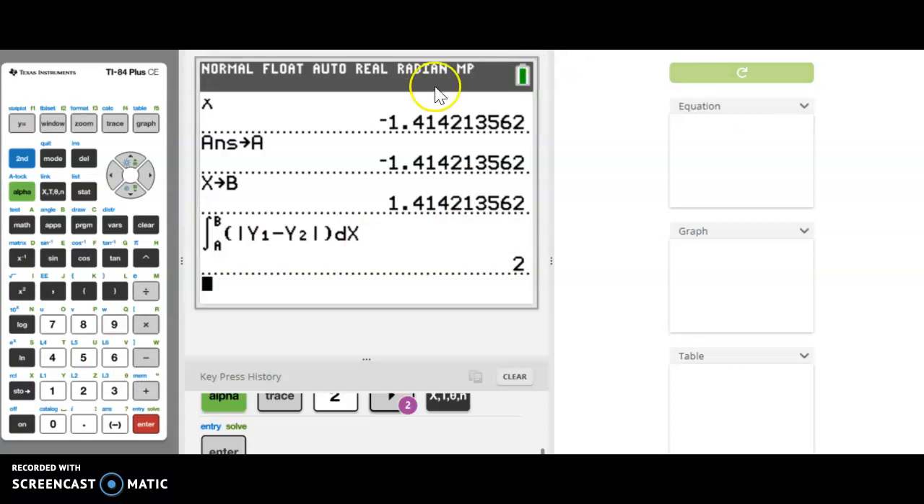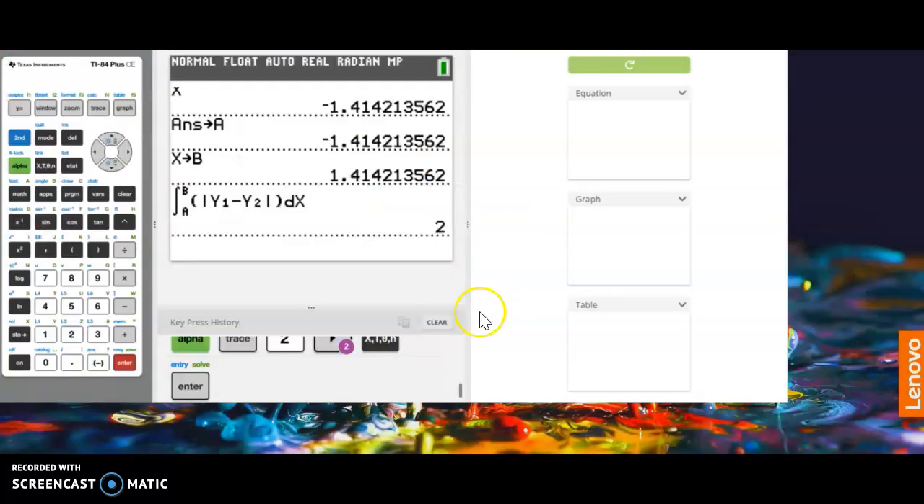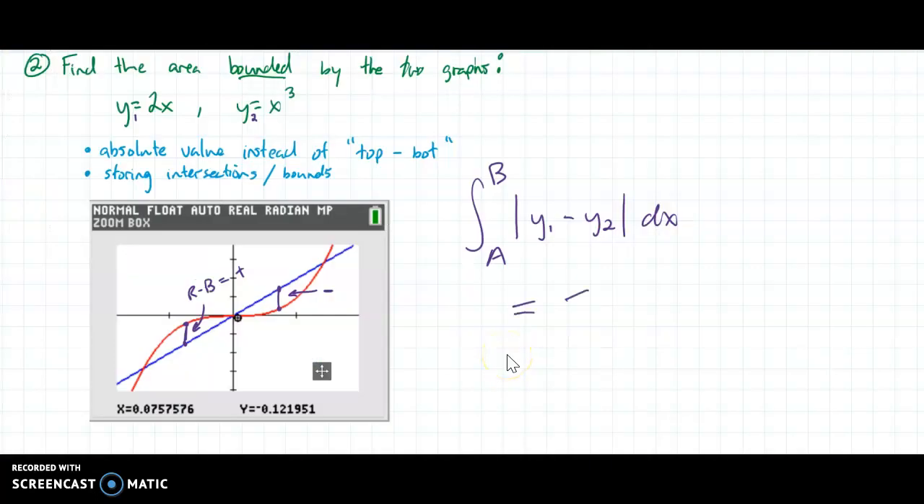So hopefully this one makes sense as well. It's kind of nice that we have these terrible decimals and then it gives me this 2. You could work it out, but I'm running out of time. Let's flip back here. That guy is just equal to 2.